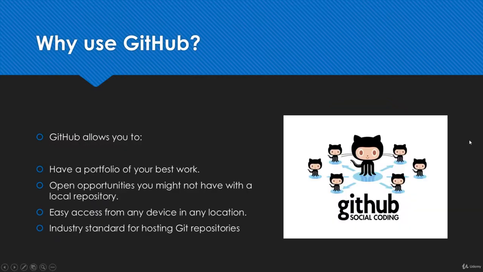So why use GitHub? I have a little picture here from GitHub saying social coding. This is almost like their motto. This is what they follow. You can see that GitHub is built around collaboration in development. So that's the main purpose of GitHub, to allow people to collaborate together to build projects. But it's not just for collaboration. On top of that, GitHub can be used as a portfolio for your best work.